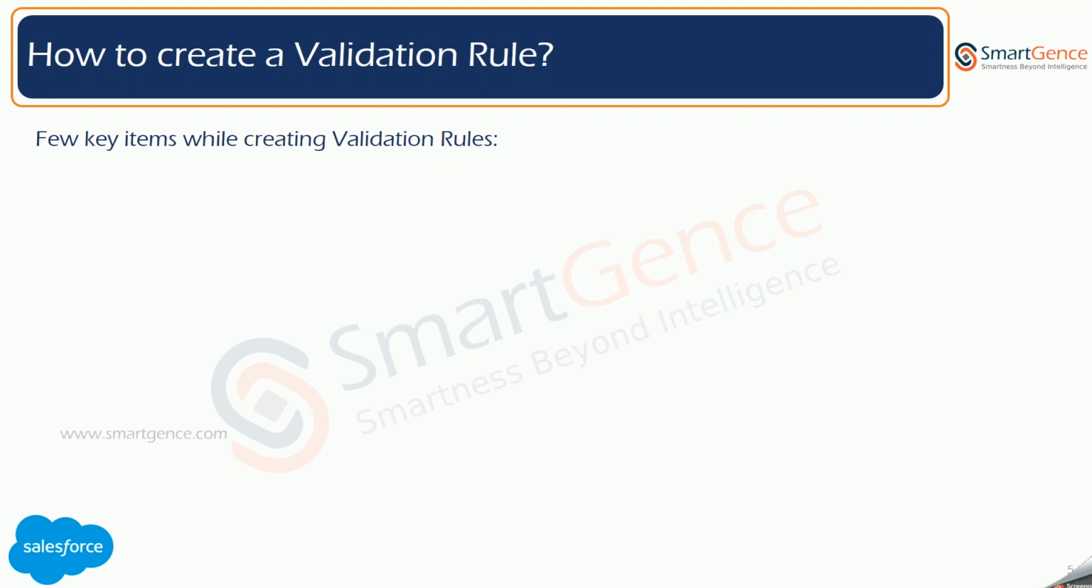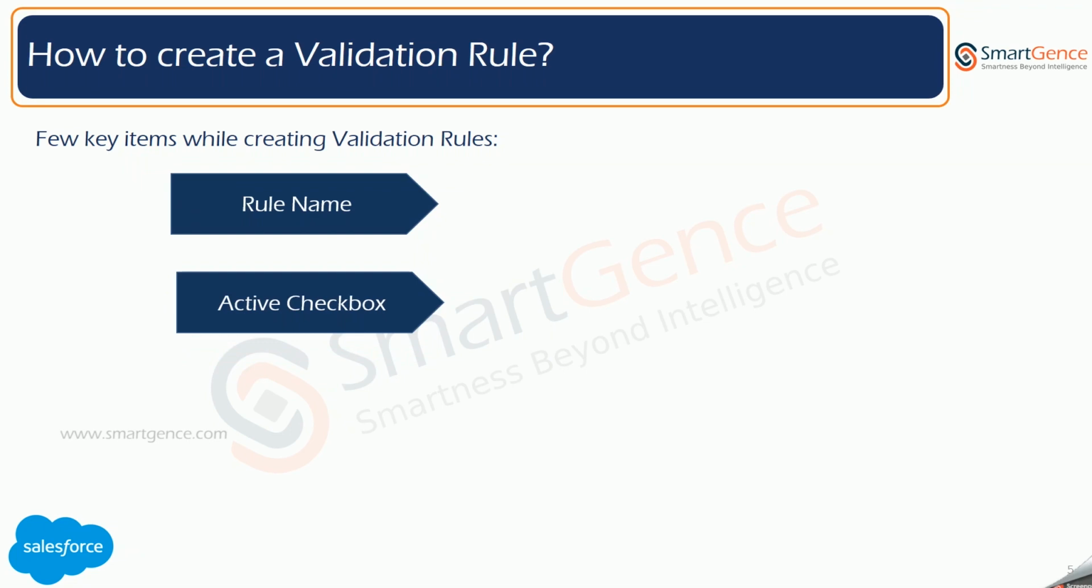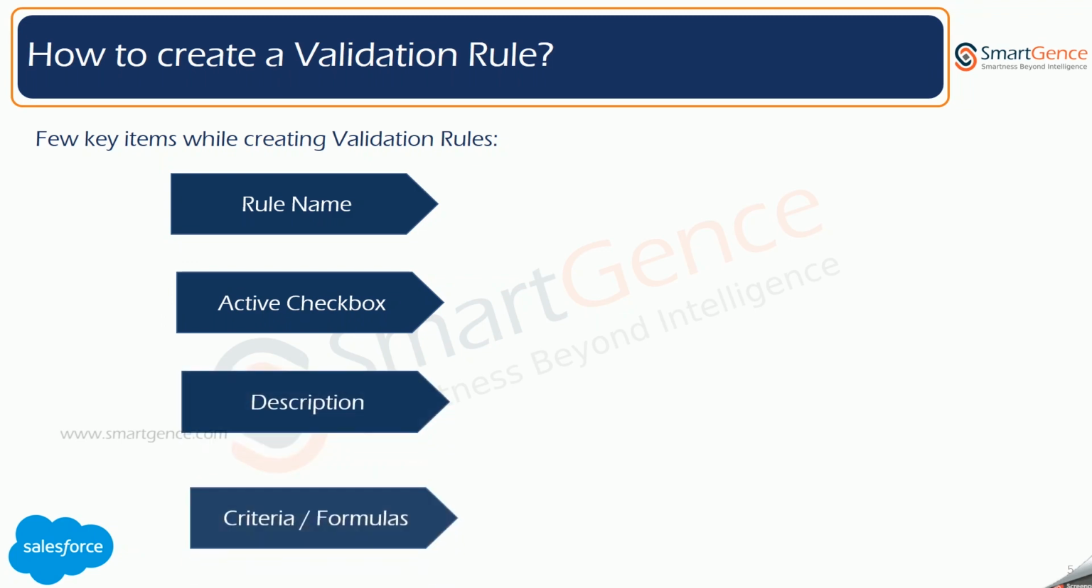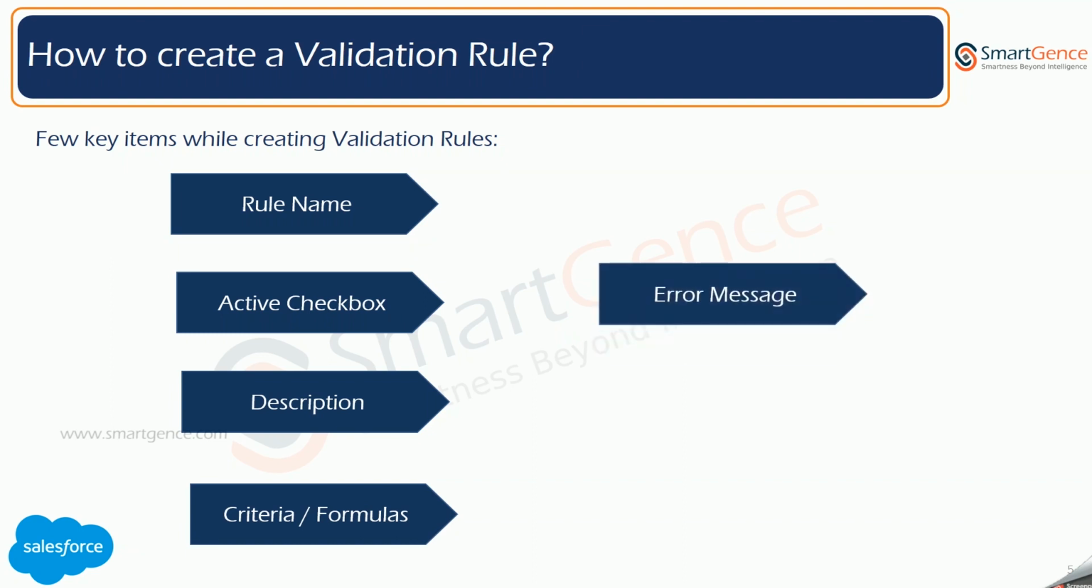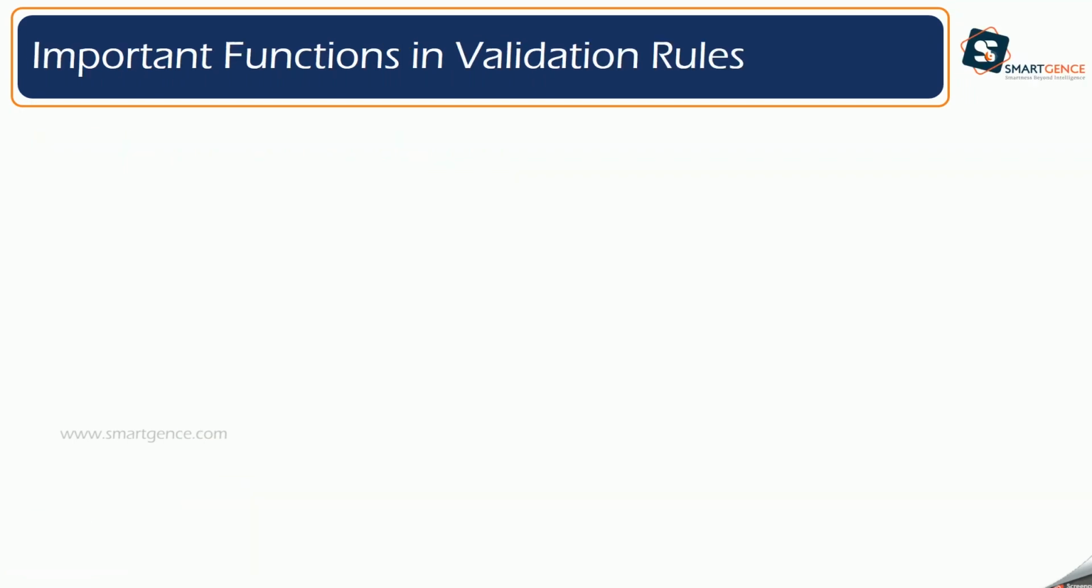A few key items you'll be defining while creating a validation rule are the rule name, obviously. Then there is the active checkbox, which defines whether this particular validation rule is active or not, and a description about this validation rule, and the criteria or formula against which the condition would be defined, and an error message if that particular condition is not met, and where we want that error message to be located, like at the top of the page or near the field.